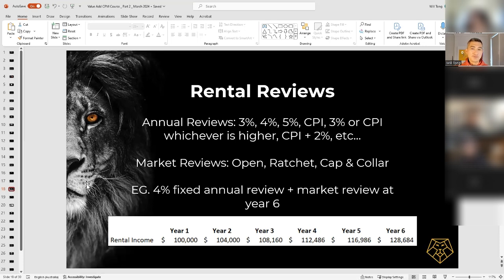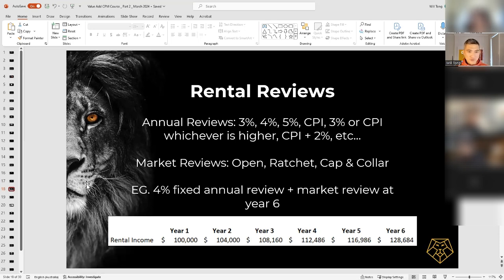However, obviously, tenants these days are pretty smart. They'll probably go around and see what other people are offering, and most of the time you just have to meet the market. The most common one is obviously CPI. The majority of leases are on CPI, but a big percentage of them are also on fixed reviews, like 4% or 5% or 3%, 3.5%. I've seen 3.75%, and I've seen CPI plus 2% or 4%, whichever is higher. I've seen all these weird combinations.